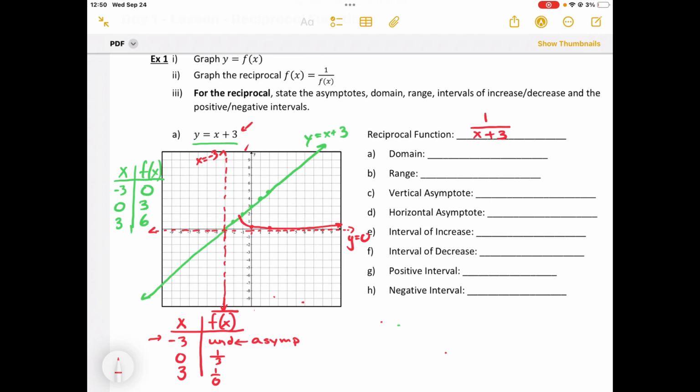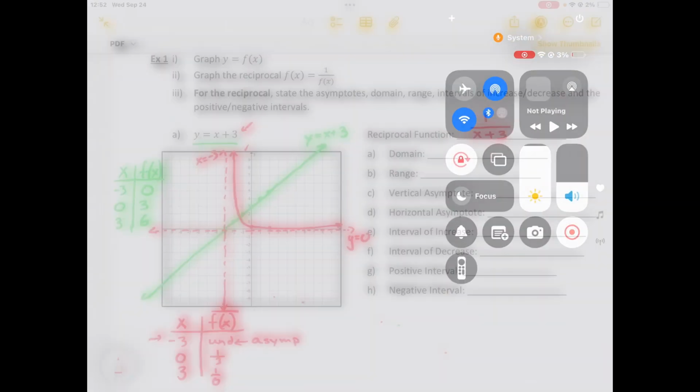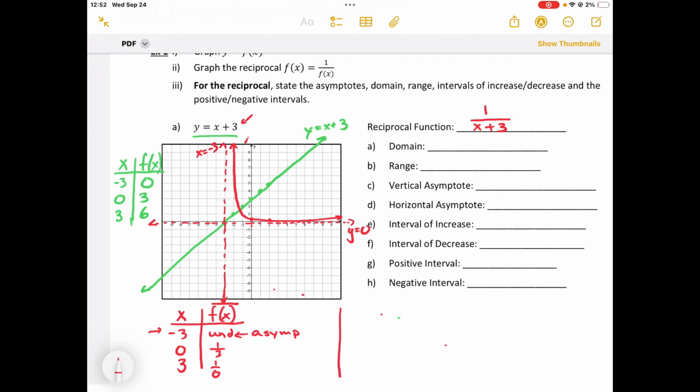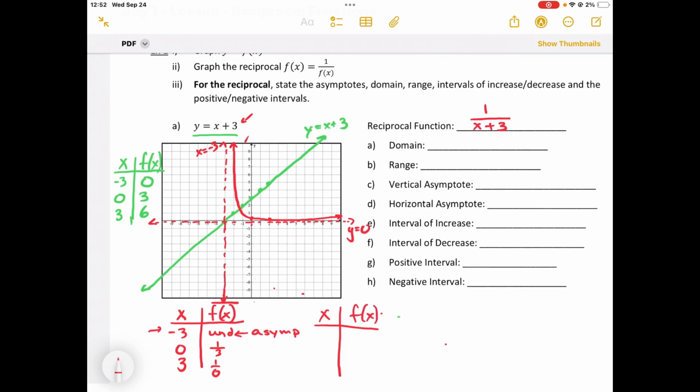On the other side, I told you that it approaches but doesn't touch the asymptote. And then I need to know what's happening on the left side of my graph here. So I need to know what happens on the left side of x equals minus 3. So I'm going to add a little bit more to my table. I'm actually going to draw another one beside it here. And I'm going to substitute in some values that are on that side.